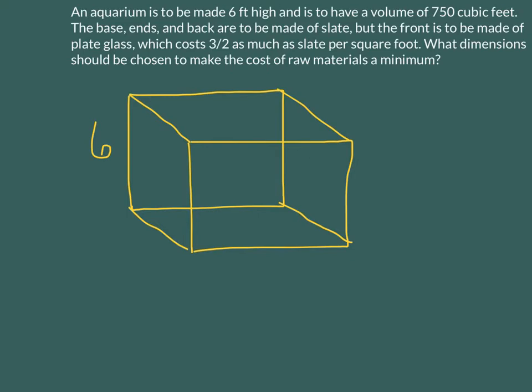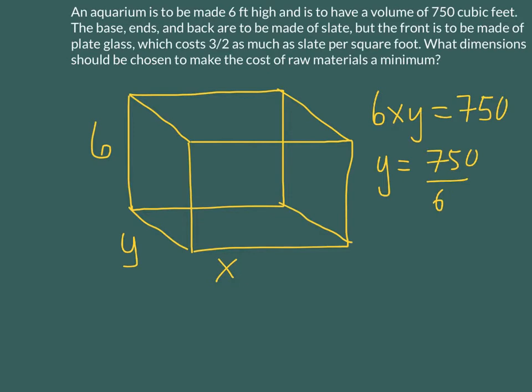So we'd like to minimize cost in this problem. I'm going to label the lengths of the sides y and x, and we are given that the volume is 750 cubic feet, so 6xy is 750, so y is equal to 750 over 6x, which is 125 over x.